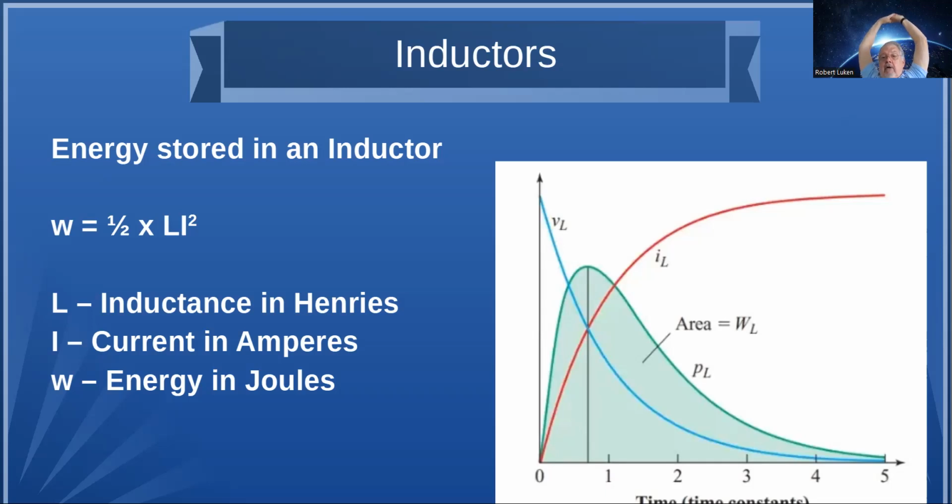So the area under that curve is equivalent to the amount of energy that's stored, in joules, in that inductor. The formula for that is: the energy in joules is 1/2 times the inductance times the current squared. That one you don't have to remember.